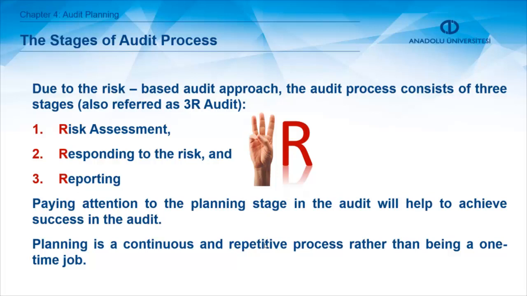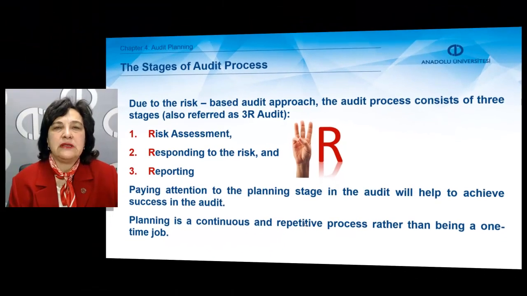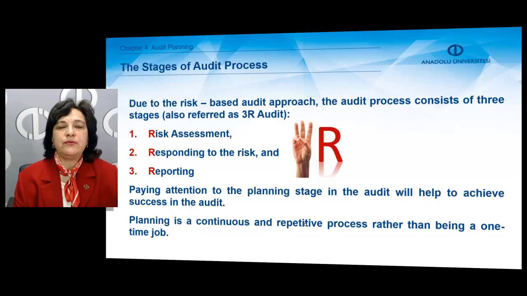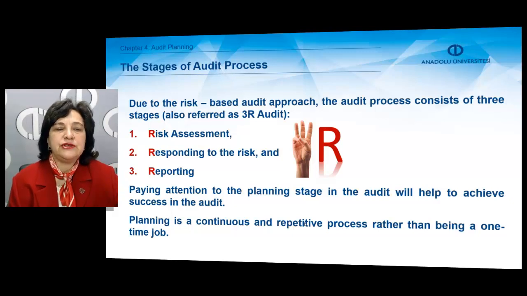Due to the risk-based audit approach, the audit process consists of 3 stages, also referred to as 3R audit. The first one is risk assessment, the second one is responding to the risk, and the third one is reporting. We talked about these 3R processes in chapter 3 in a detailed way. Paying attention to the planning stage in the audit will help to achieve success in the audit. Planning is a continuous and repetitive process rather than a one-time job.